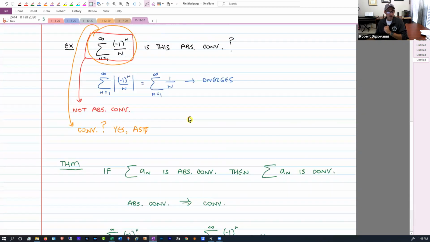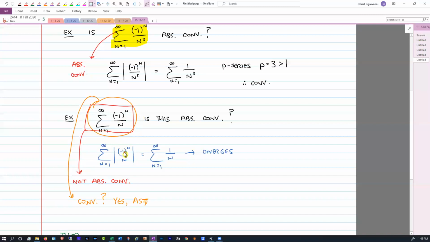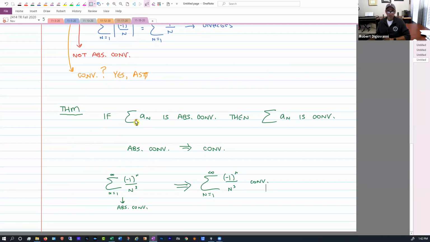Look at this problem here. Did we have absolute convergence? No. We didn't have absolute convergence, which means we can't use the theorem, because the theorem says if you have absolute convergence, then you're guaranteed to have convergence. But if you don't have absolute convergence, you don't know. You don't know what's going on here yet. I know it's a little weird.